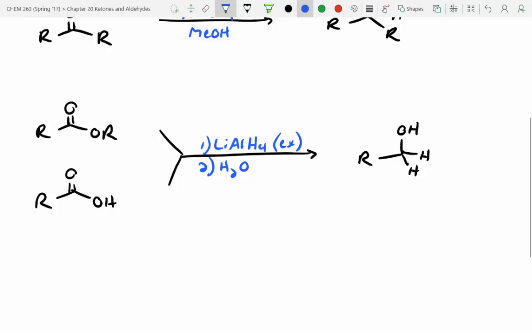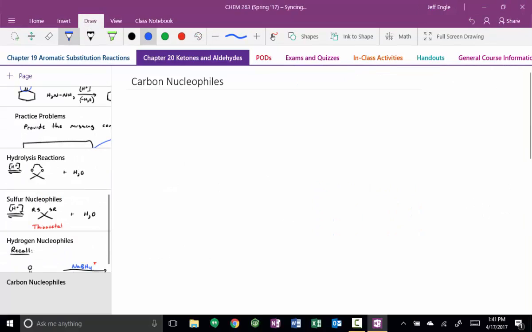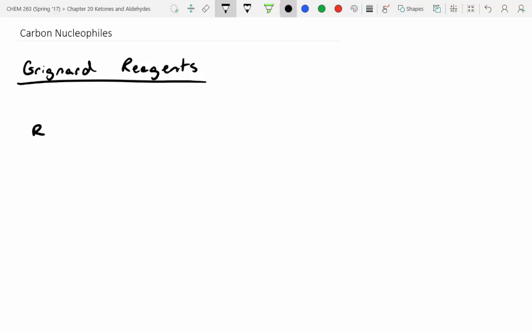The second reaction that we're going to cover, we've also seen, so this will be review. What if we want to have carbon attack in instead of hydride? Grignard reagents. So carbon nucleophiles, Grignard reagents are an awesome one. What's that? These are also considered irreversible. Yeah, they are irreversible. And we'll get into that in a second.